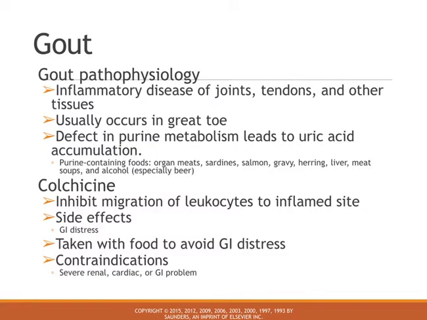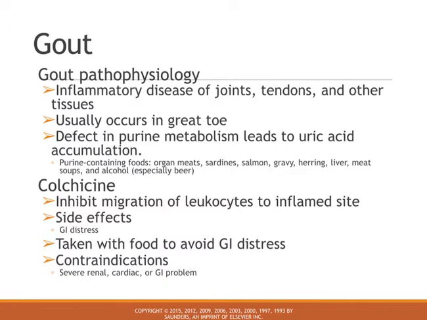So moving from arthritis to gout, what is gout? It's an inflammatory disease. It can be of the joints, the tendons, or other tissues. A lot of times it starts and flares up in the great toe. Basically what's happening is there's a defect in the body's purine metabolism. I've got on this slide some examples of foods that contain purine. And this defect leads to elevated uric acid levels.